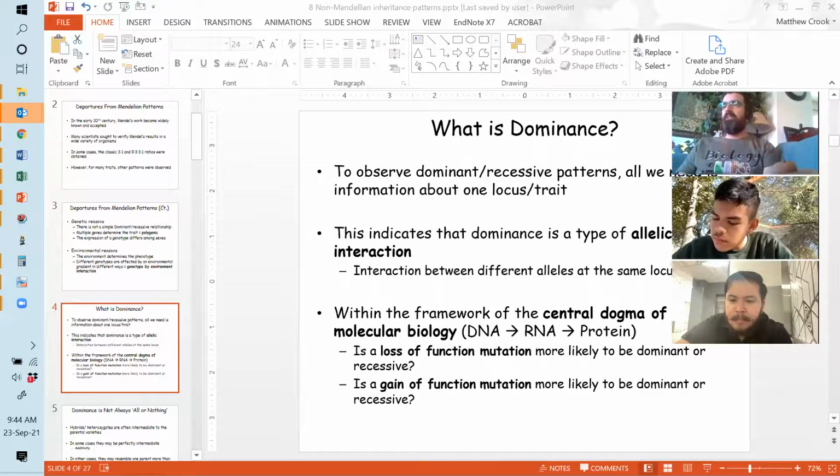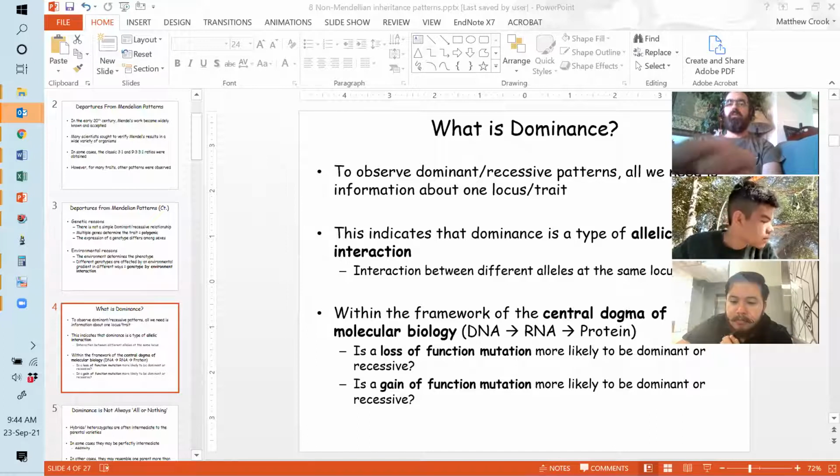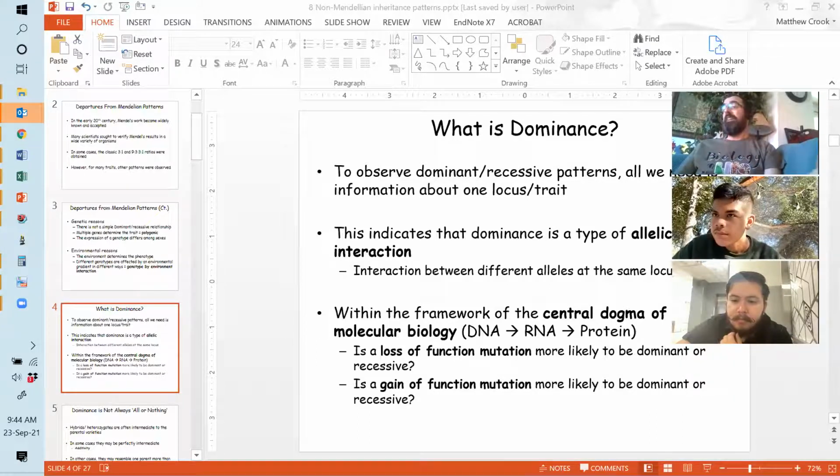And every time I have to use this in a paper, I have to look up whether or not there's a hyphen there. So wild type allele basically equals normal function, i.e. what you would find in the wild.